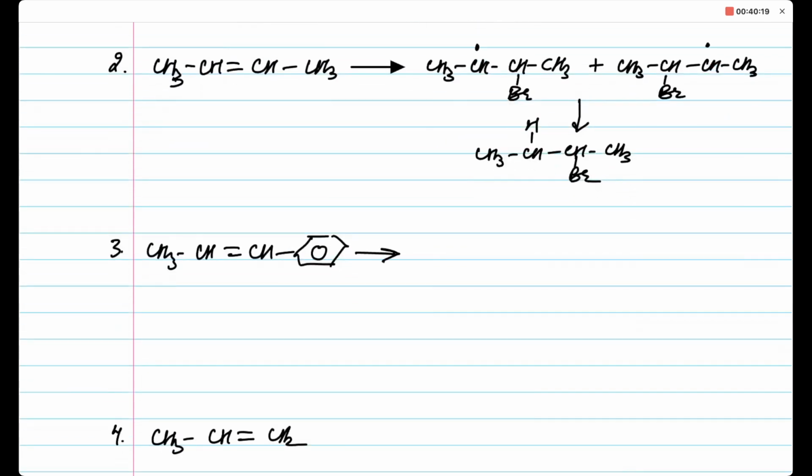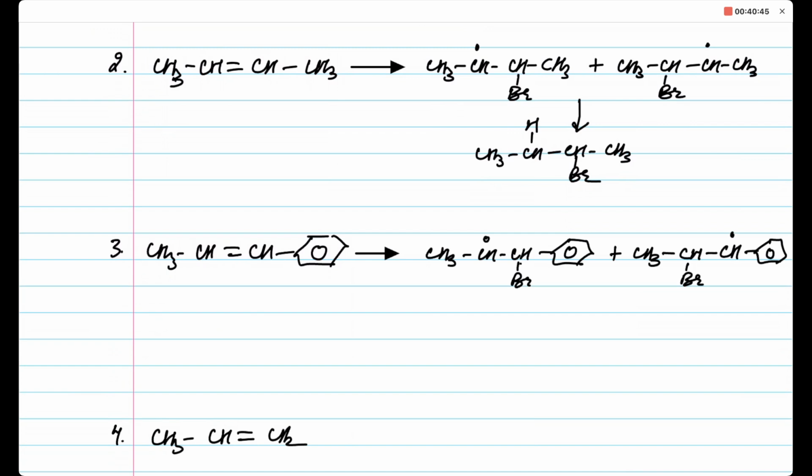Considering this particular reaction, here we have CH3, CH, CH, the benzene ring. If the bromine attacks on the right carbon, Br, the radical is produced on the left carbon. And if bromine attacks on the left carbon, the radical is produced on the right carbon. Now, this is an unsymmetric alkene, so these two radicals are not equally stable. One of the radicals is more stable than the other.